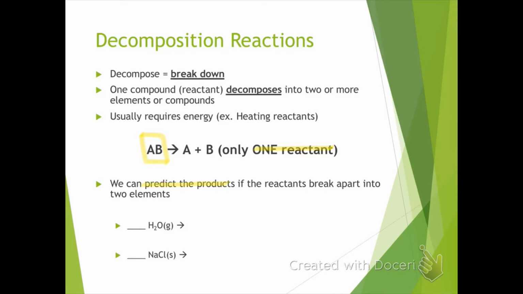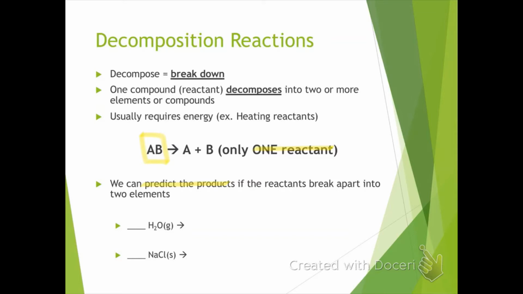The only case where you need to be able to predict the products is if your reactant is breaking down into just its 2 elements. So here we have water. It's our only one single reactant, so we know all we can do is break it apart. We're going to break it apart into its elements, so hydrogen and oxygen.